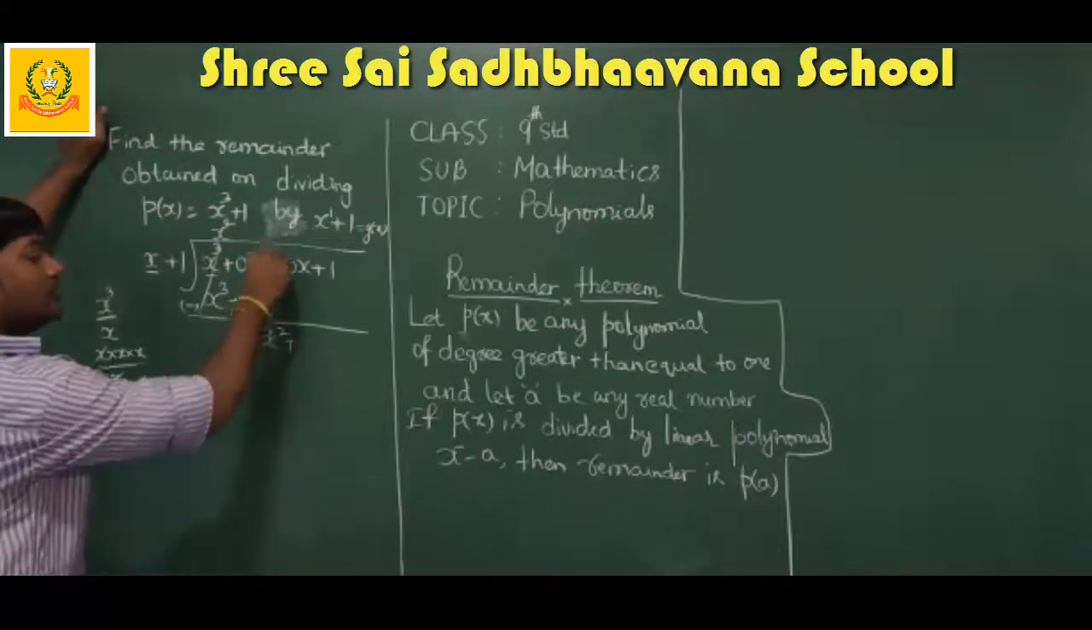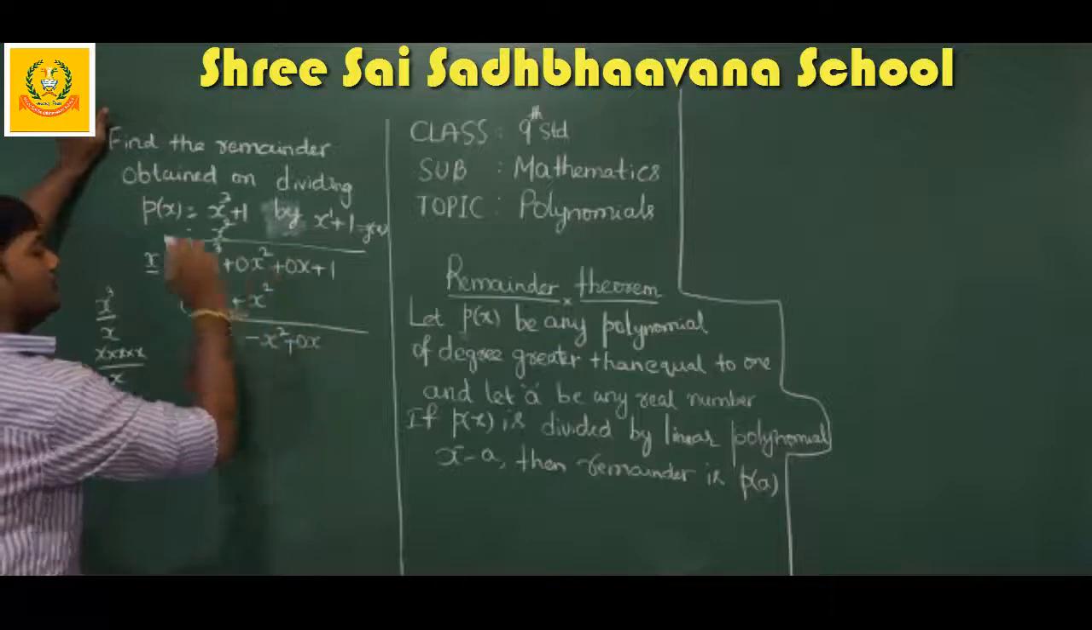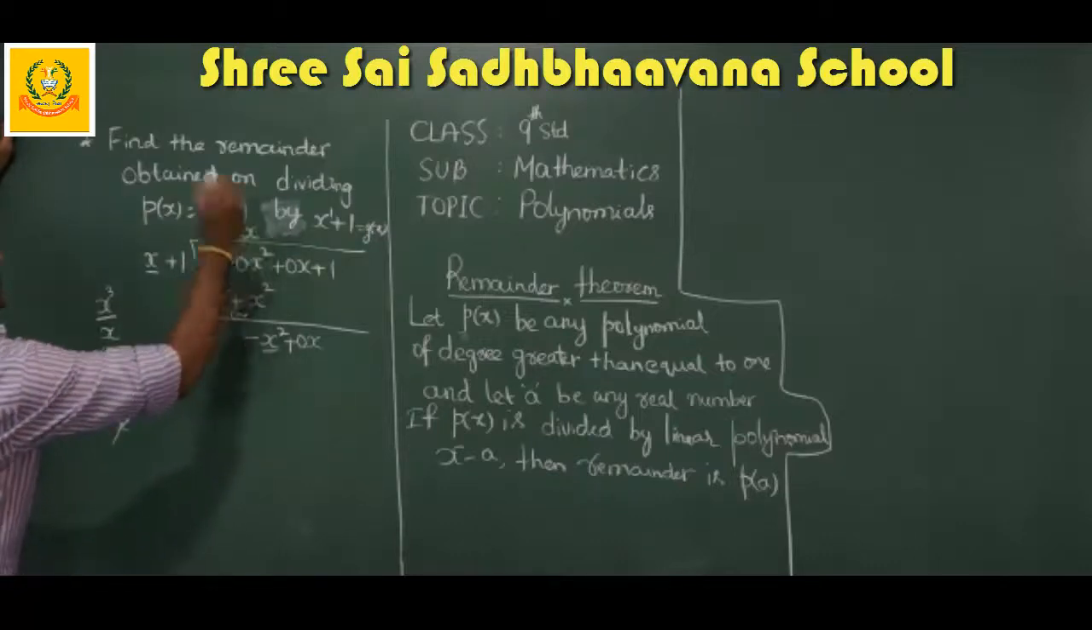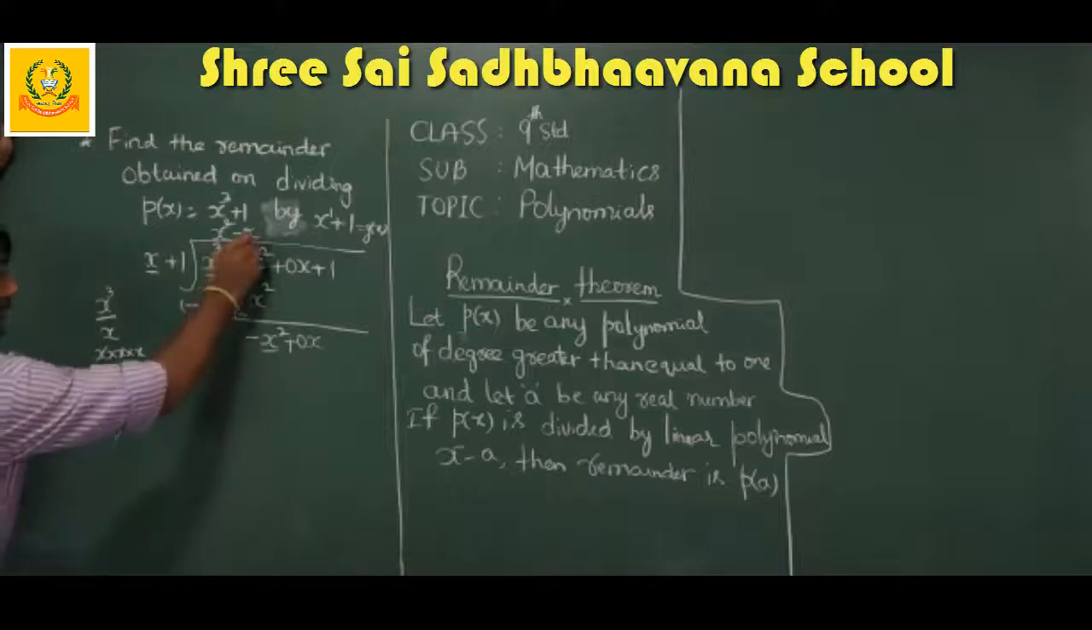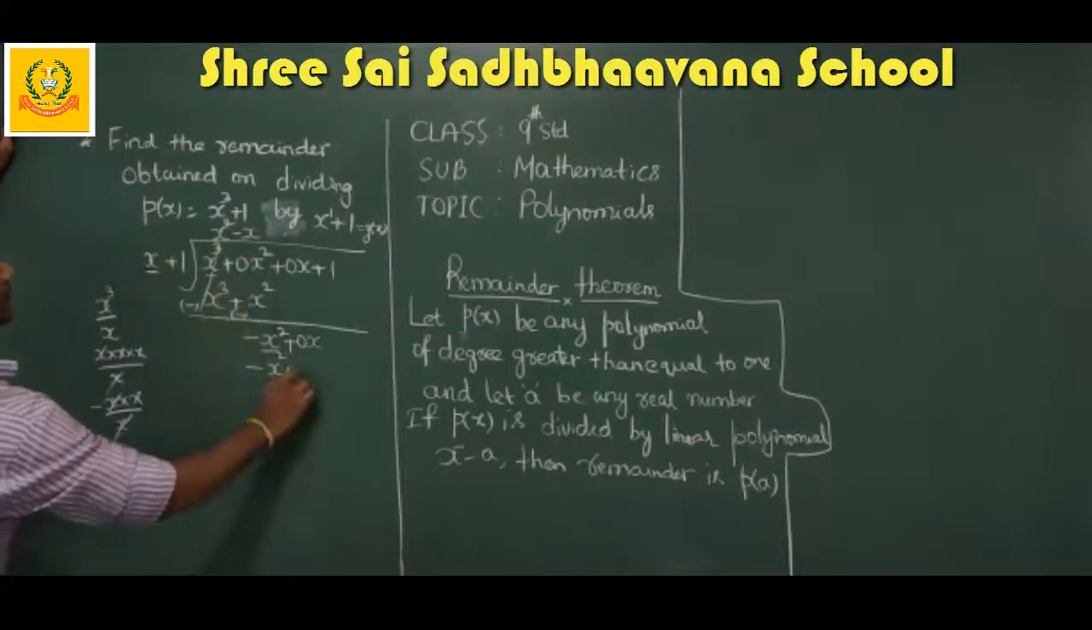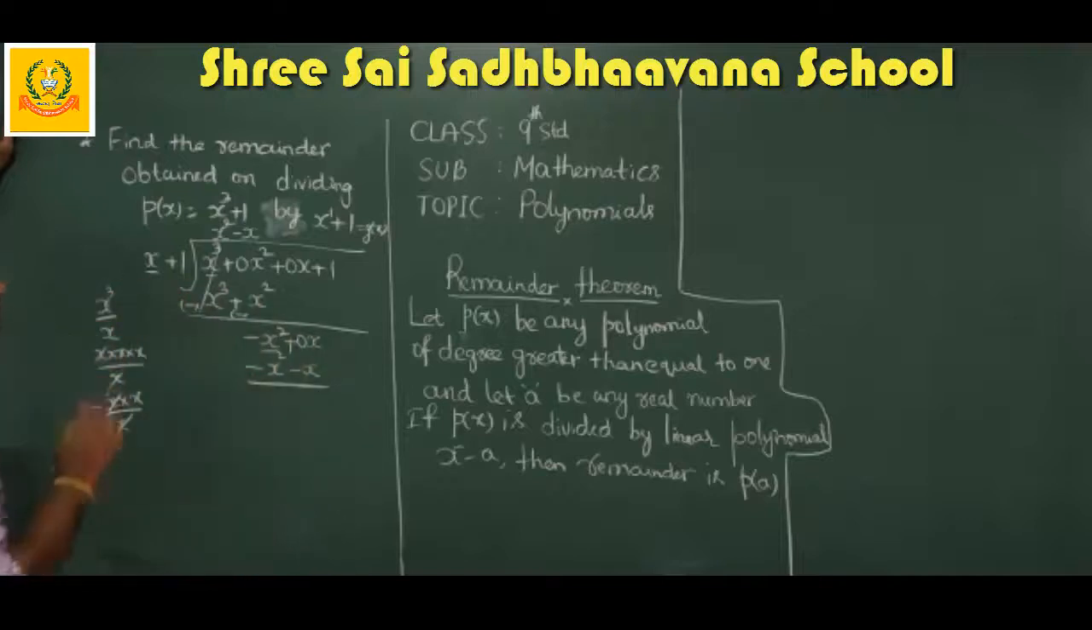Plus, again you just take 0 into x. Got it? So similarly here, what is the first term? Minus x square, which is minus x into x. What is the first term here? x. So x will get cancelled. What is remaining? Minus x. So write it as minus x. So minus x into x is minus x square, minus x into plus 1 is minus x.